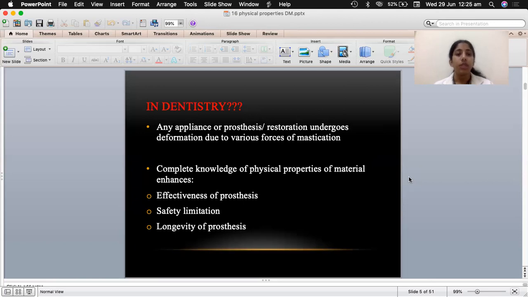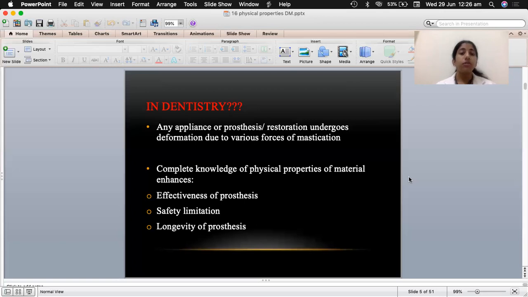If you are giving a porcelain fused to metal crown or a PFM crown or ceramics, an all-ceramic restoration, we should be knowing those physical properties so that we can match the shade with the natural tooth. Or if we are giving an acrylic crown, we should be knowing what the flow of that acrylic is, or with what consistency we should pack the material to get the complete denture prosthesis.